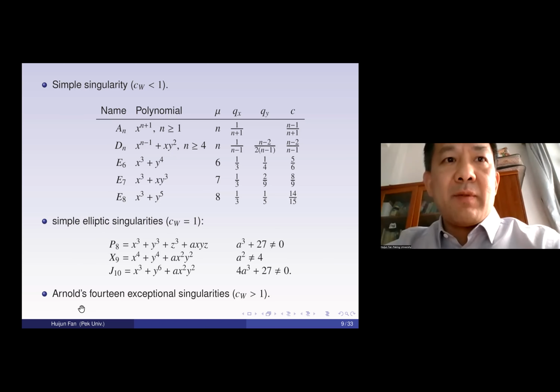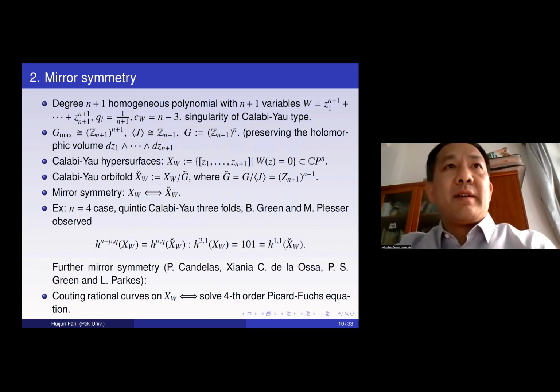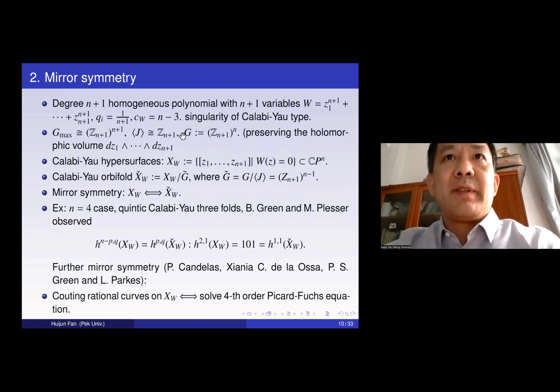And we also have Arnold's 14 exceptional singularities. Those singularities have a central charge slightly larger than 1. So this gives you a direct impression of the singularities. And then we turn to the topic of mirror symmetry.